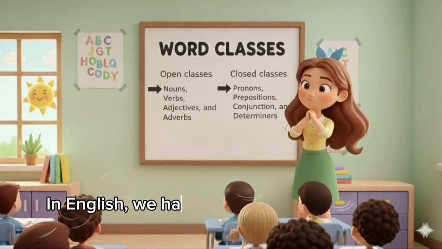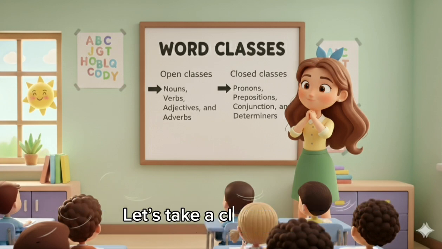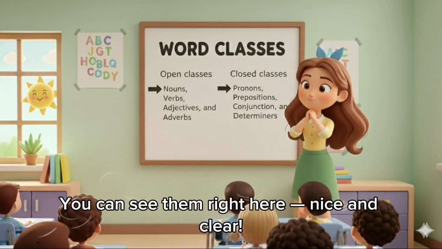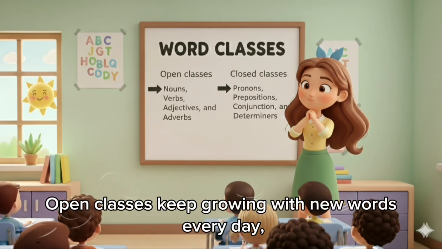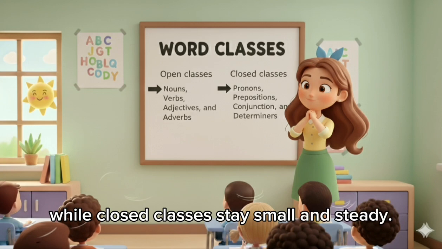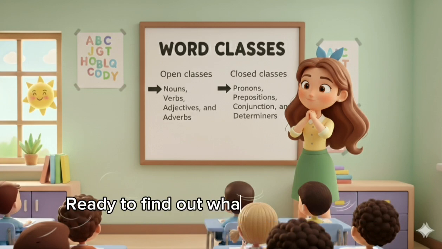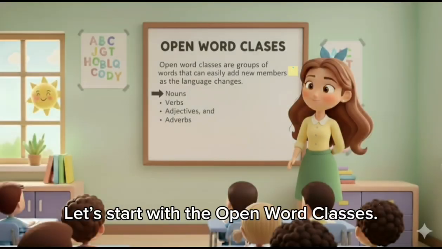In English, we have two main types of word classes, open and closed. Let's take a closer look. You can see them right here, nice and clear. Open classes keep growing with new words every day, while closed classes stay small and steady. Ready to find out what makes them so different? Let's go! Let's start with the open word classes.